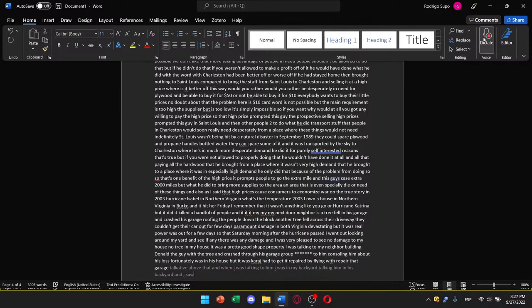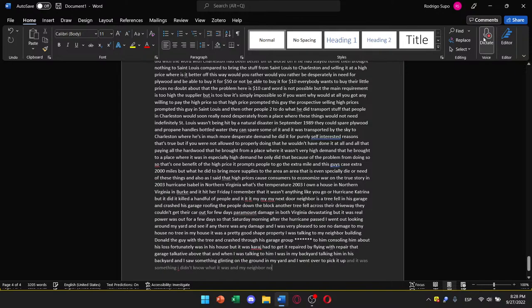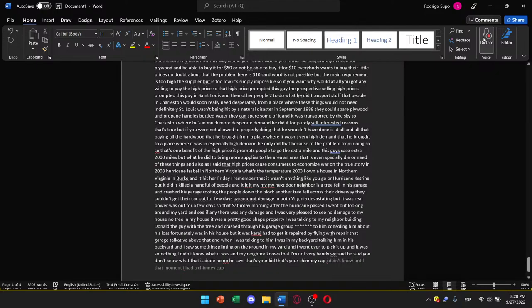saw something glinting on the ground in my yard. And I went over to pick it up. I didn't know what it was, and my neighbor knows that I'm not very handy. So he said, Boudreaux, you don't know what that is, do you? I said, no, I don't. He says, that's your chimney cap. I didn't know until that moment I had a chimney cap. I was the proud owner of a chimney cap. The hurricane did inflict a little damage on my house and blew the chimney cap off the chimney.